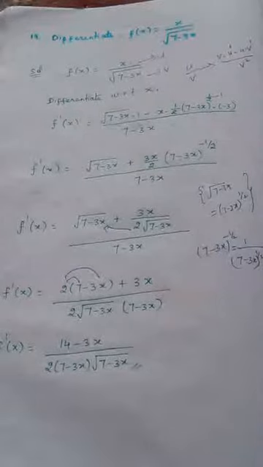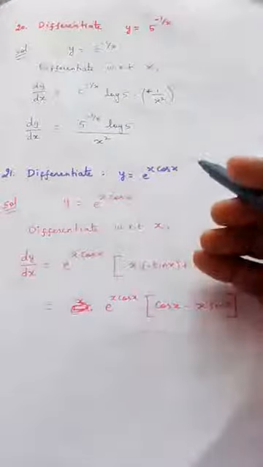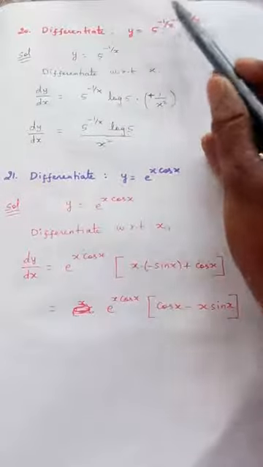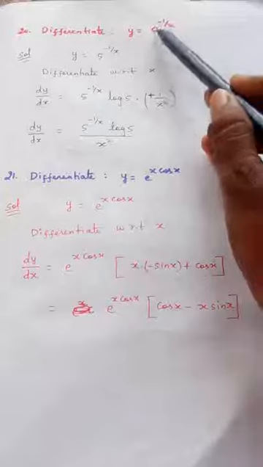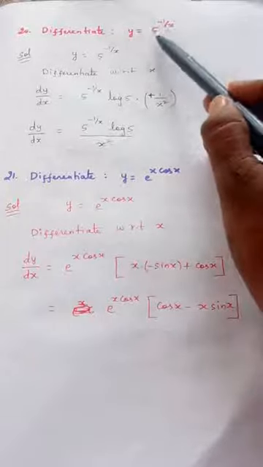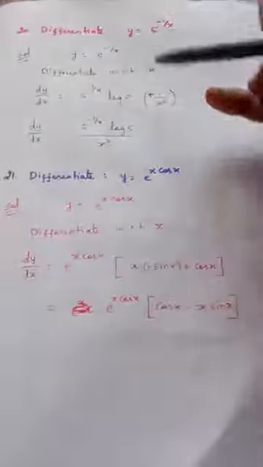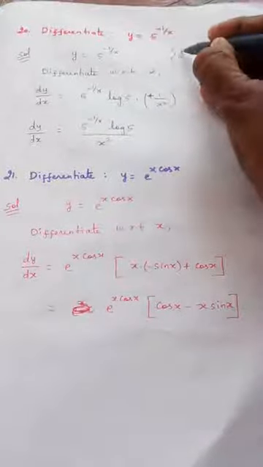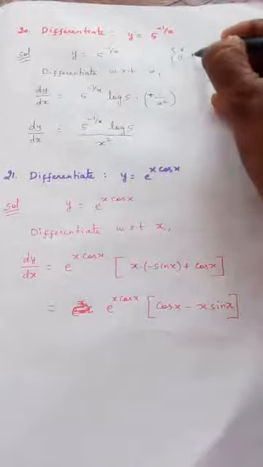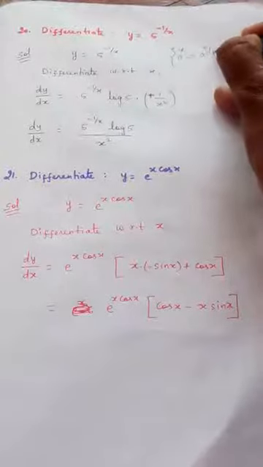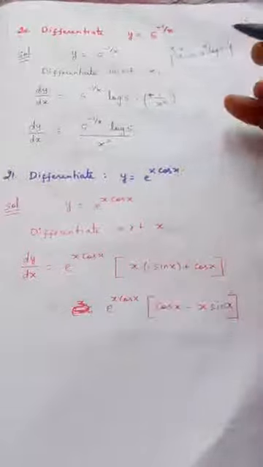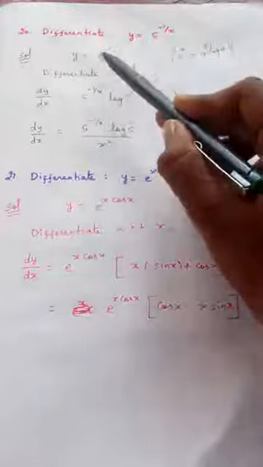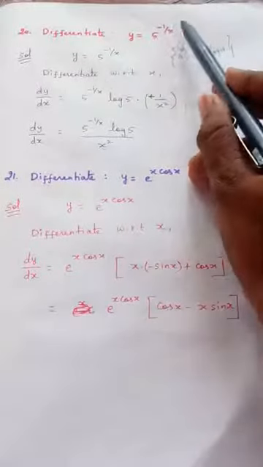Problem number 20. Differentiate y is equal to 5 power minus 1 by x. So if you see this, the power carries a variable and the base is a number. In this case, we are going to use the formula that we learnt in the beginning. Differentiation of a power x, the answer is a power x log a. This is the differentiation formula that we know, where a is a constant. Now see, here 5 is constant, and the power is nothing but a variable.